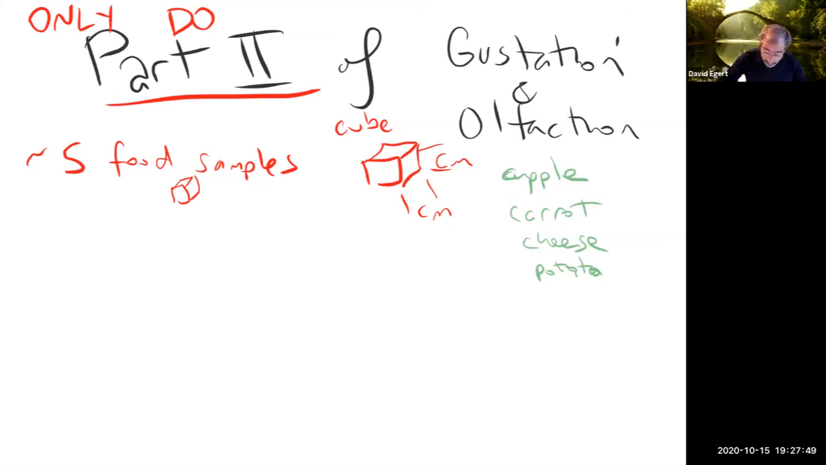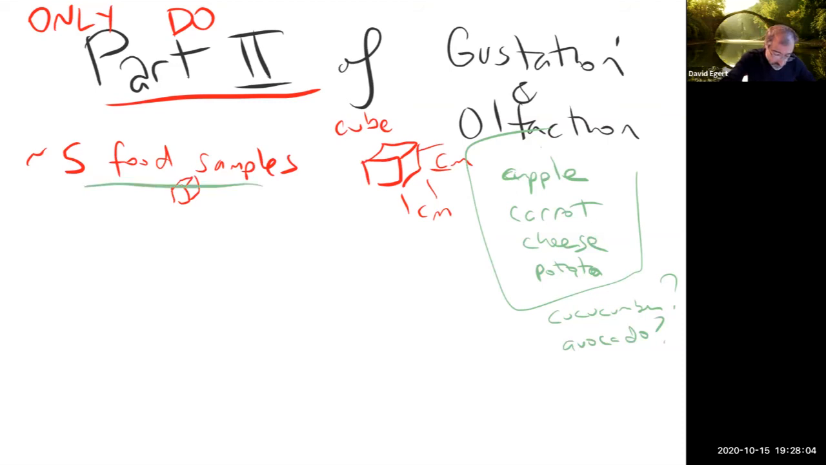So just scan around your refrigerator. Maybe a piece of cucumber. I don't know. Whatever. Avocado. It doesn't matter. They should just be 5 different kinds of food.